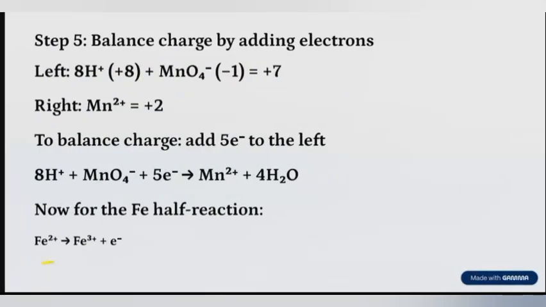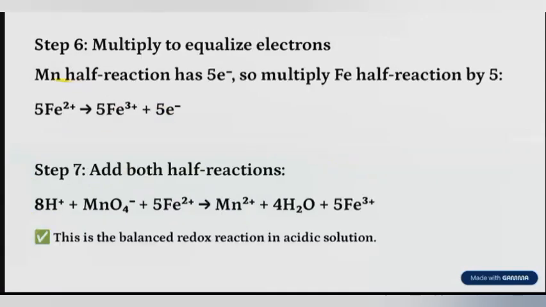Okay. So this one will be the final answer for this side, and this one will be the final answer for the other side. That way you balance out all the electrons. The MN side, everything was multiplied with 1, while the FE side, everything was multiplied with 5.